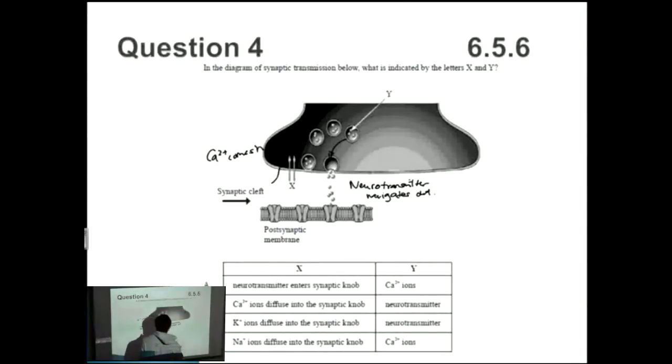How about with Y? Neurotransmitter coming out. Oh, perfect. That's correct. And all the other ones are incorrect because in column X, you don't have anything which talks about calcium. B is the only one with calcium. So remember, calcium comes in, neurotransmitter navigates out.